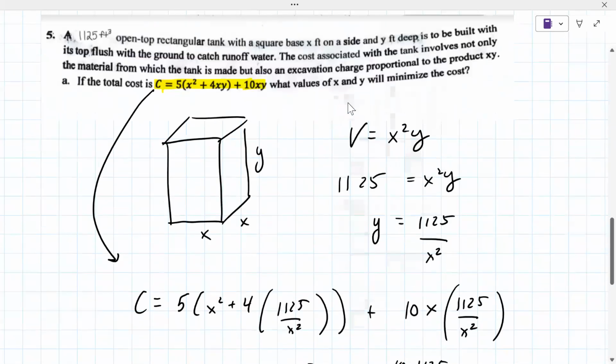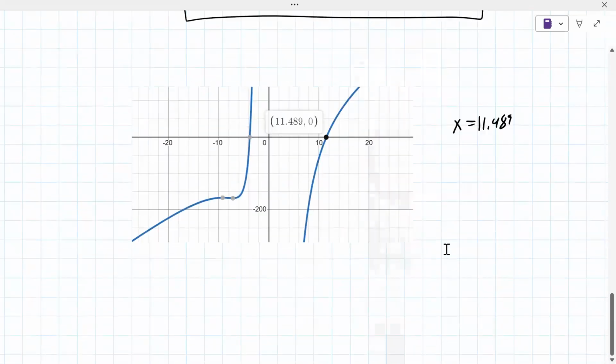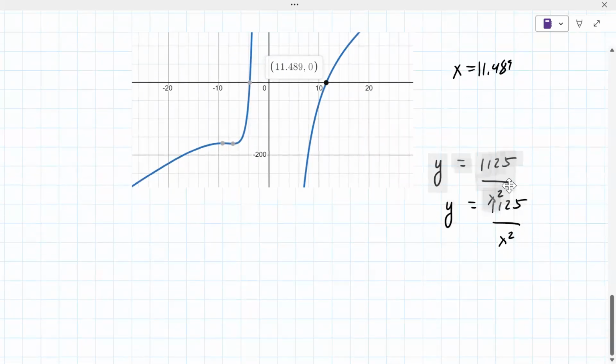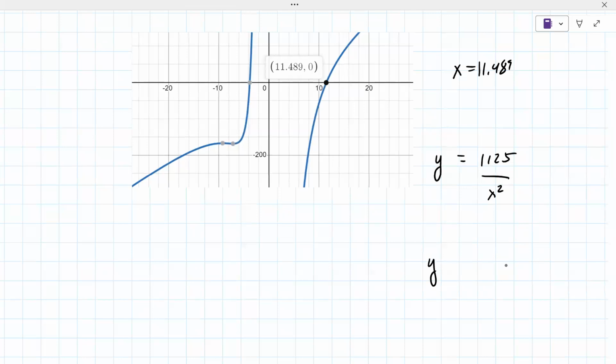So they want the values of x and y that'll minimize the cost. You can get y from this other equation. And so you would divide this by x squared there. Something like that.